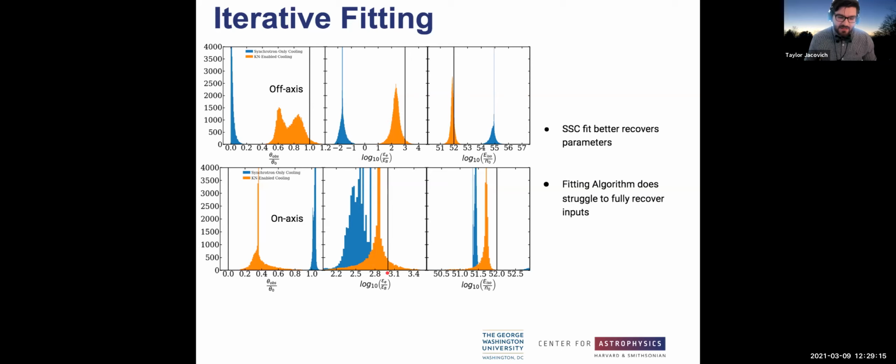And in the on-axis case, again, the synchrotron-only cooling decided that we were severely off-axis, so right at the edge of the jet, whereas the synchrotron plus Synchrotron Self-Compton cooling had us closer to where we were supposed to be, but we didn't quite get there. And again, it does a better job at recovering the other two parameters as well.